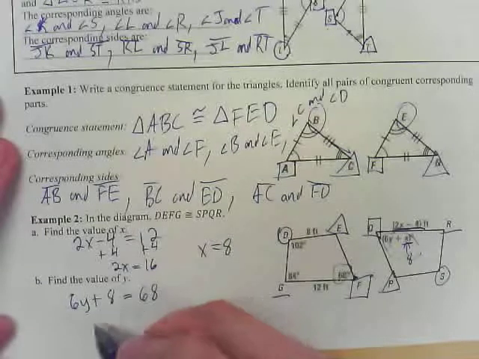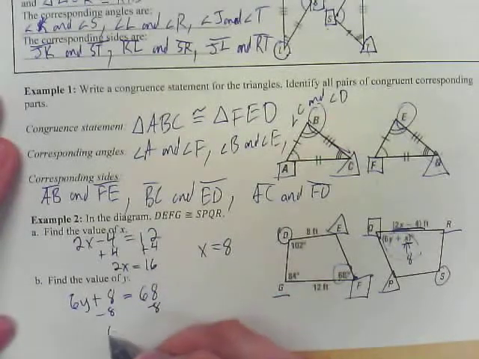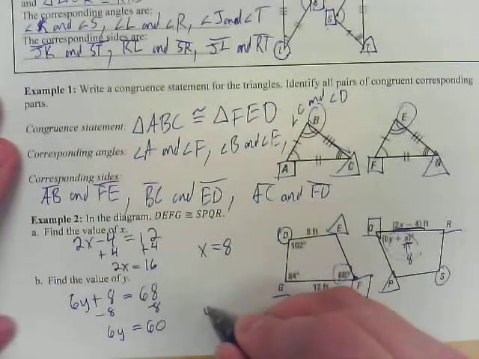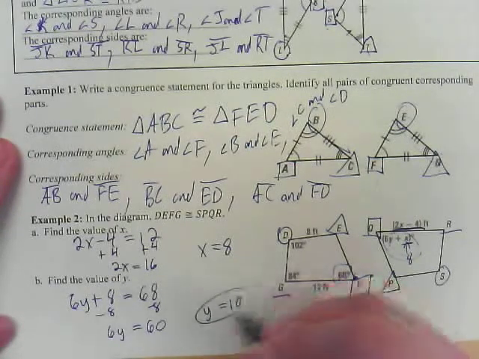So then we can solve this by subtracting 8 from both sides, and we get that 6y is equal to 60. Divide both sides by 6, and we get that y is equal to 10.